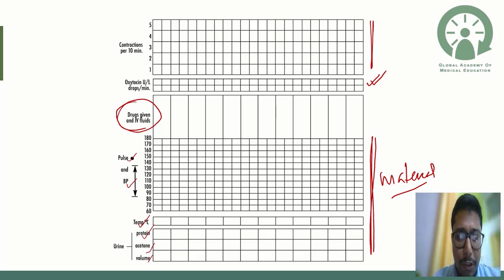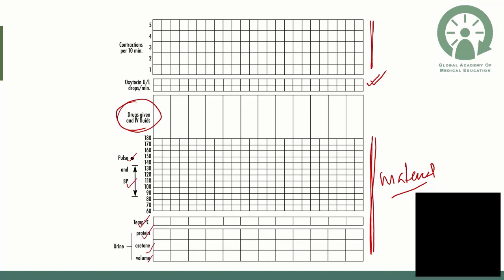This section was for drugs and IV fluids that were given, and this is the maternal segment. So it starts with the fetal segment, fetal heart rate, then comes the labor progress data and drugs and all labor related data, and then comes the maternal well-being. So maternal pulse, maternal BP, and temperature, urine protein, acetone, and urine volume, that is urine output. So this was the standard WHO new partograph.